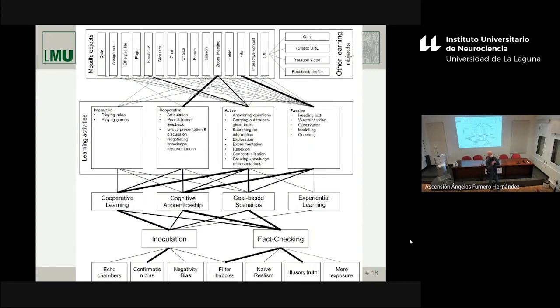And maybe the most interesting, if you have an overview of this tree or network, are the thicker lines that mean that those combinations were more frequent. So for instance, we had mostly confirmation bias, filter bubbles, and illusory truth, which our students found interesting, and many of them were approached by fact-checking, and the fact-checking was trained using, for instance, goal-based scenario, and so on, following the thicker lines up to the top level.